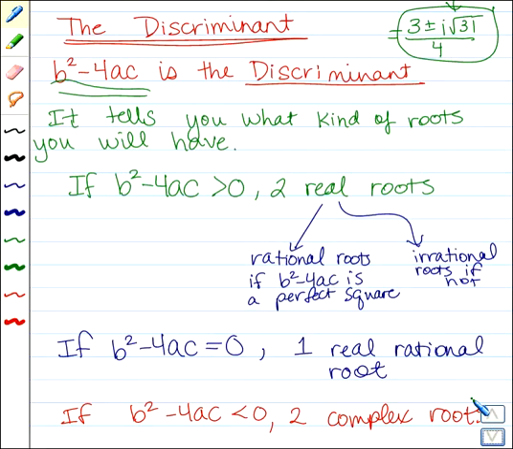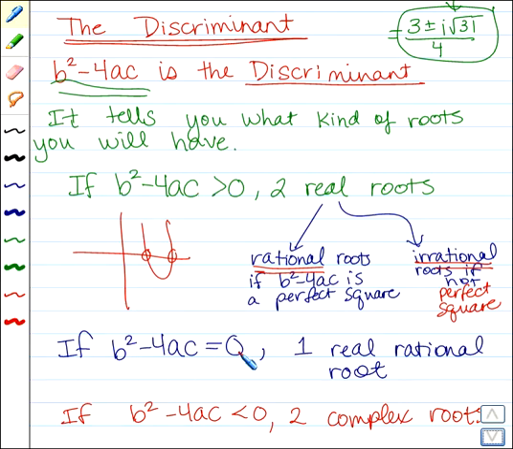So let's look at the different things it can tell you. If it's positive, if b squared minus 4ac is greater than 0, you have two real roots. That means your graph is going to cross the x-axis twice, okay? If it's a perfect square, they're going to be rational numbers, okay? Remember, rational numbers are anything that can be written as a fraction. If it's not a perfect square, oops, I should have written not perfect square there, then they will be irrational roots. Irrational roots are those numbers that are non-repeating, non-terminating decimals, okay? So that's what it means if it's positive.